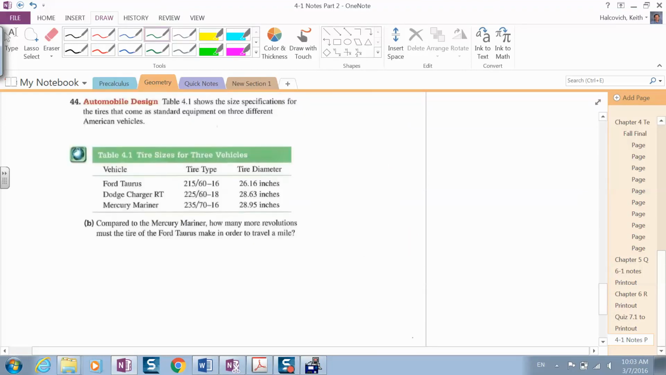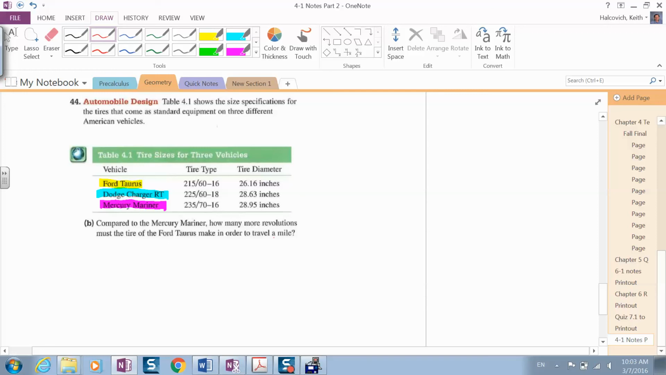The next problem talks about automobile design, and it gives us tire sizes for 3 specific vehicles. We have a Ford Taurus, the Dodge Charger RT, and the Mercury Mariner. It says, compared to the Mercury Mariner, how many more revolutions must the tire of the Ford Taurus make in order to travel a mile?